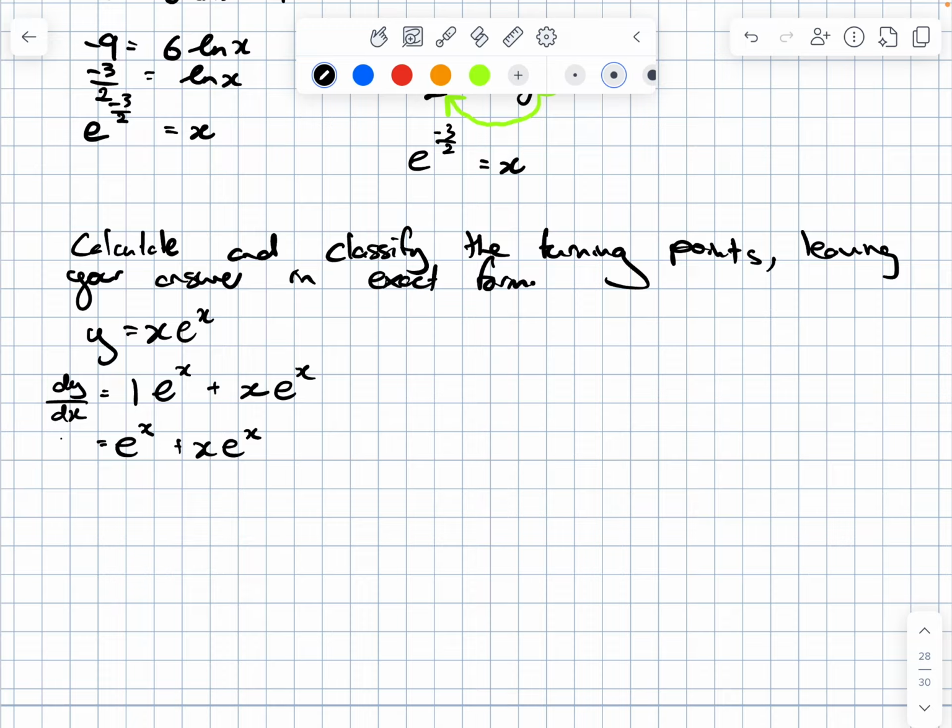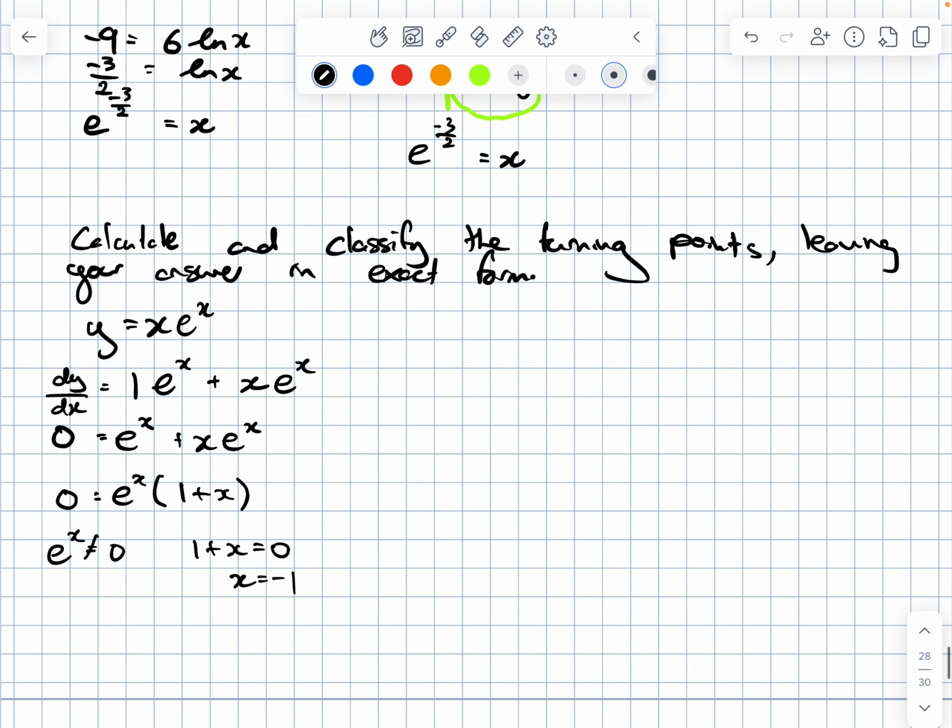Turning points are when this is equal to 0. In order to solve anything with an e, we need to factorize e out. That's e to the power of x times 1 plus x, and make both of these equal to 0. Now, e to the power of x equals 0, we've already talked about that, that cannot happen. Or 1 plus x equals 0, so x equals negative 1.